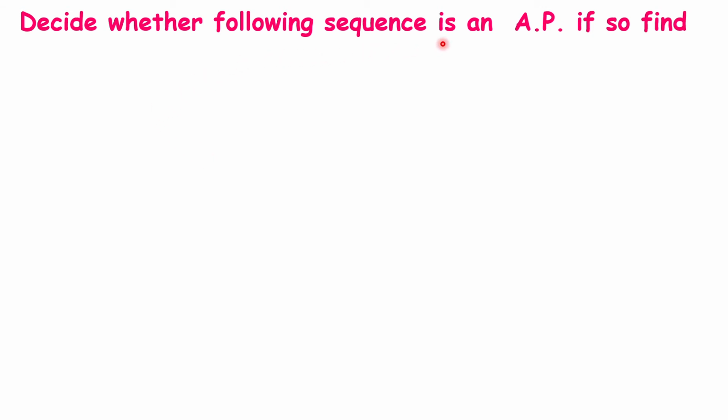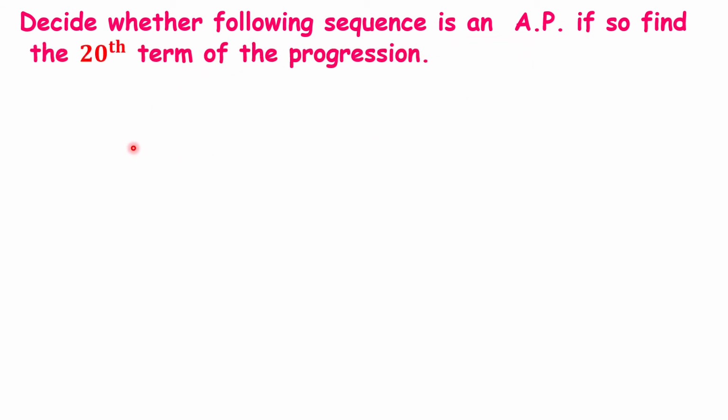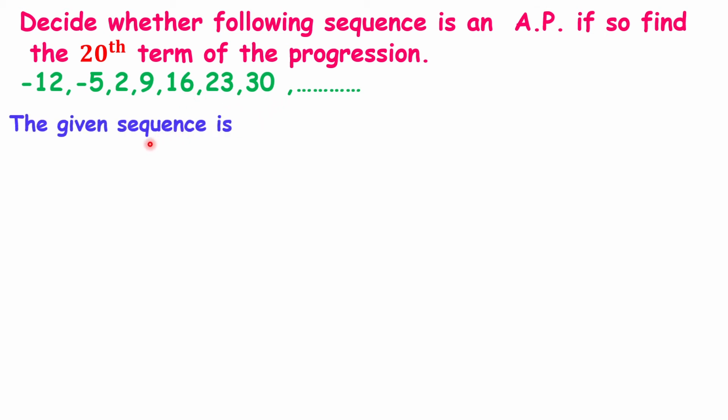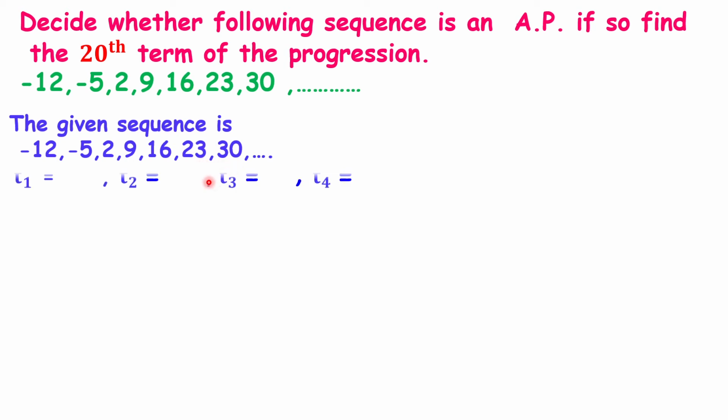Decide whether the following sequence is an AP. If so, find the 20th term of the given progression. Negative 12, negative 5, 2, 9, 16, 23, 30, and so on. The given sequence is negative 12, negative 5, 2, 9, 16, 23, 30.